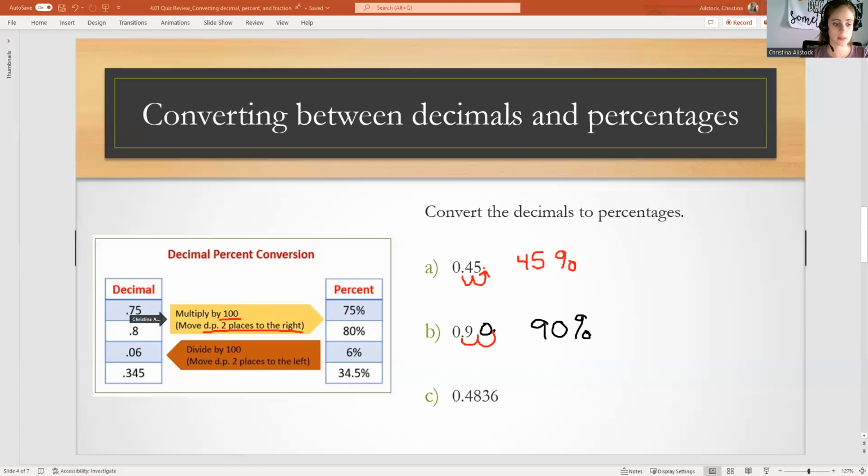Last but not least, we have 0.4836. Doesn't matter how many numbers we have. If we're taking that decimal, converting it to a percentage, we always move it 2 places. So 1, 2 places would bring us right here, giving us 48 and 36 hundredths of a percent. And it is okay for us to have a percentage that is still represented by a decimal.